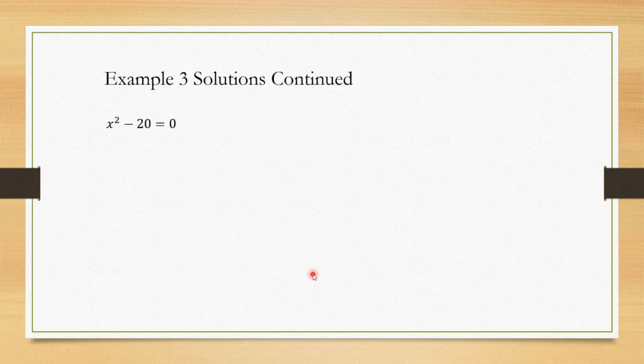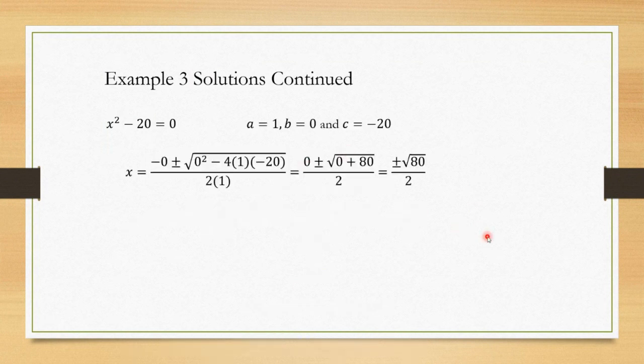I know I'm going through this kind of fast because I want to finish. And so we get this. And as before, the square root of 80 you could simplify because 16 is a factor of it. You get 4 radical 5 and so on.